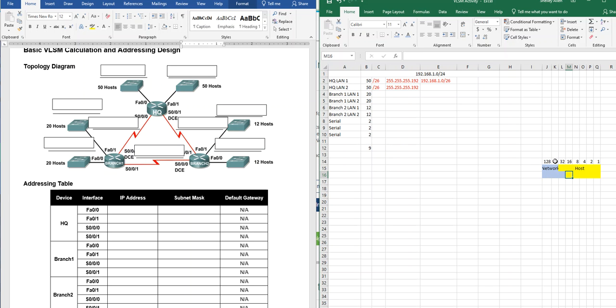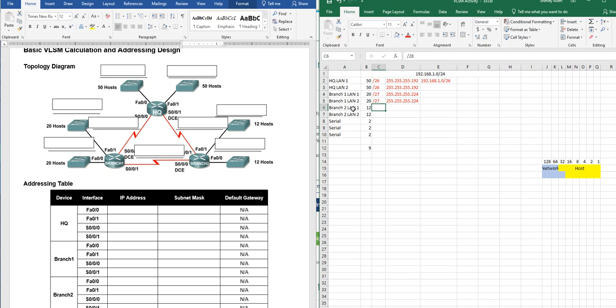You have the 128, the 64, and the 32. That would give you this 224. Now, since you started with 24, in this case 24 plus 3 bits for network would give you your slash 27. So that would be the same thing for each of these two.